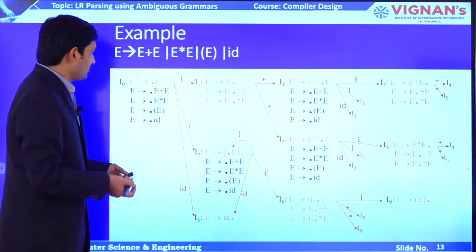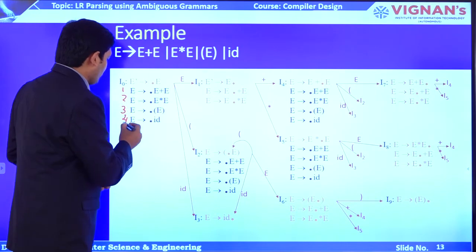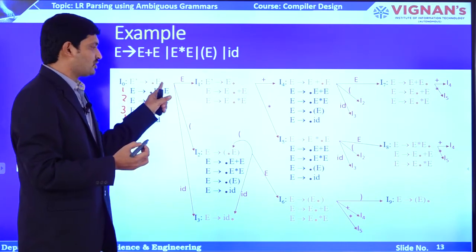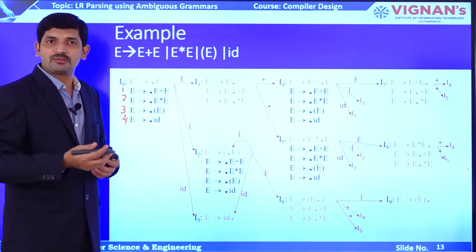Come to this grammar, which consists of actually 4 productions, and along with the augmented production E' tends to .E, now this is 5 productions. Now the question: how do associativity and precedence take place?